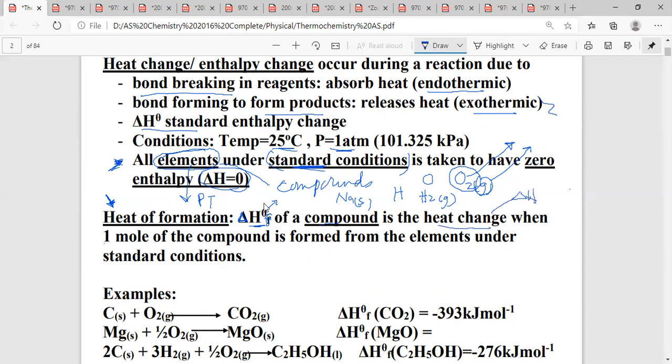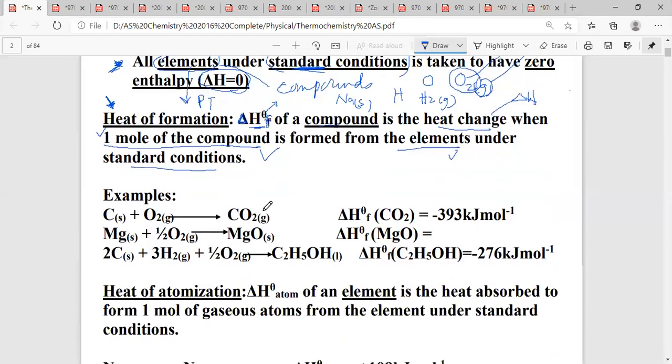When one mole of a compound is formed from its elements, the first mark is here for one mole. Second mark: formed from its elements. Third mark: under standard conditions. For example, they will give you a value: the heat of formation of carbon dioxide is -393 kilojoules. Always kilojoules, because entropy is in joules only. Most are kilojoules per mole.